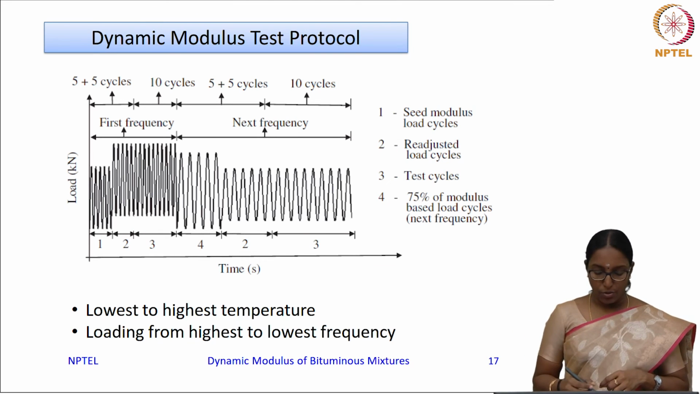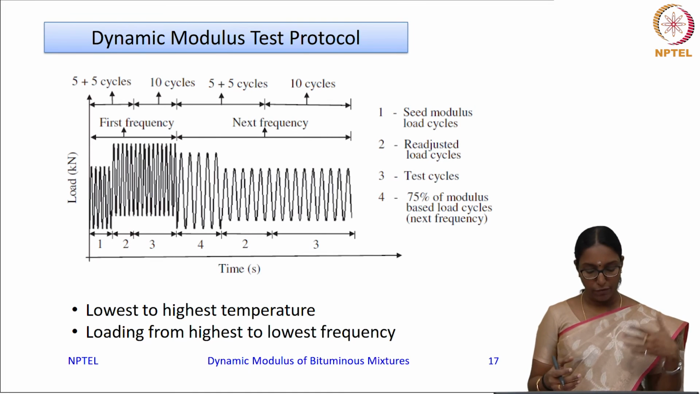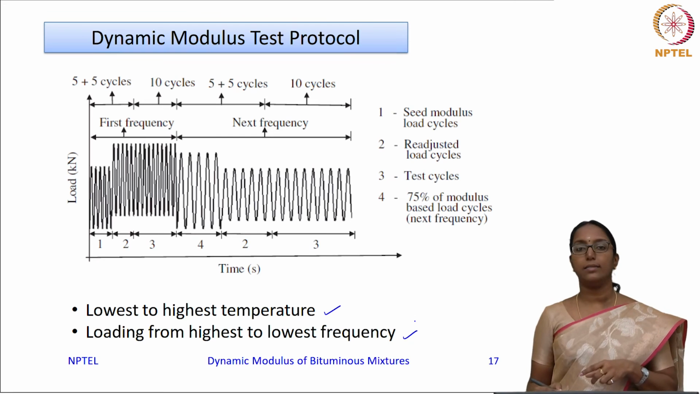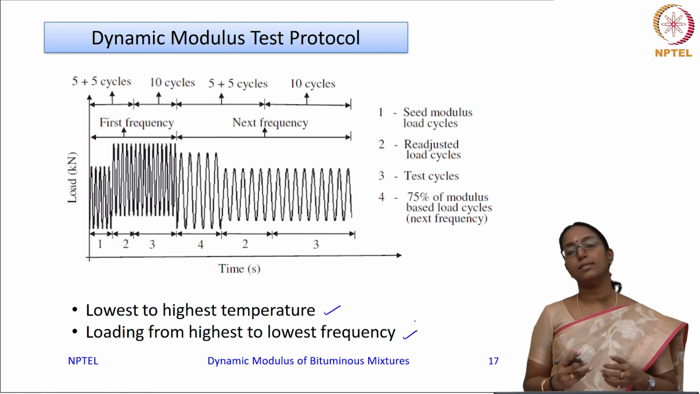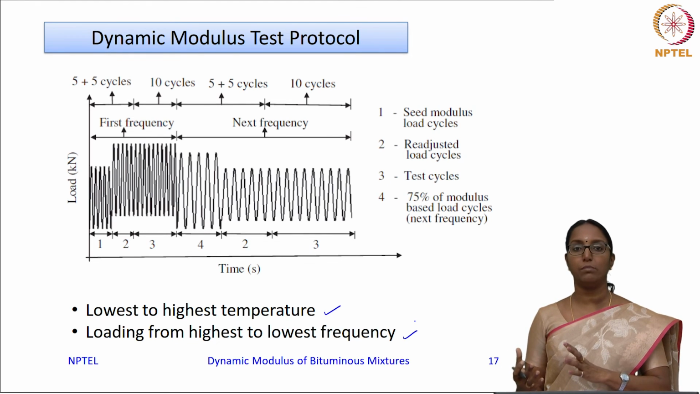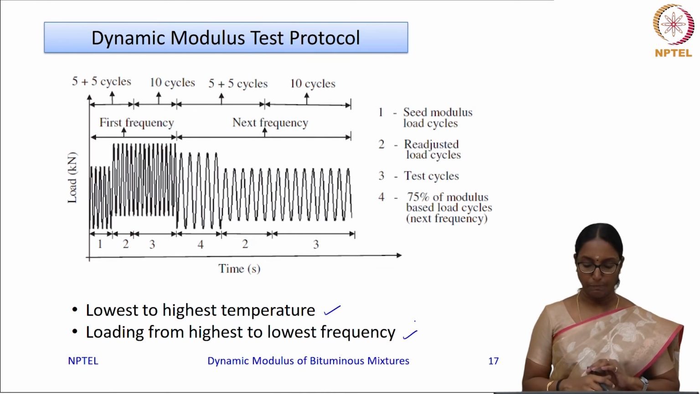Okay. And again, in a specimen, if you are repeating the test, you will do it for the lowest temperature first and then you will go to the highest temperature. But if you observe that there is a substantial amount of irrecoverable deformation happening in this test specimen, you will not use the same specimen to be tested for different temperatures. You will use a separate specimen.